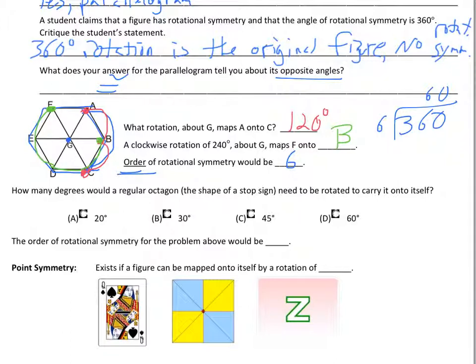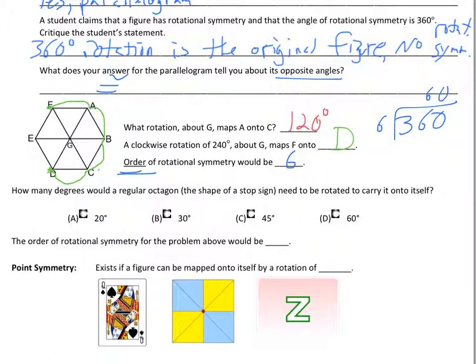And I'm sorry, I did that counterclockwise. So let's do that again because it asks for it in clockwise. So we're going F clockwise for 240: 60, 120, 180, 240. The answer would be D.